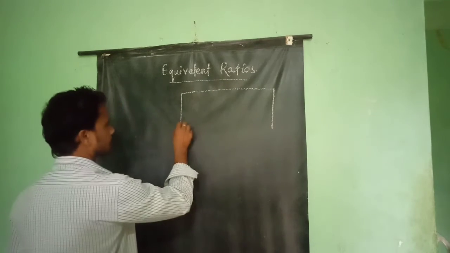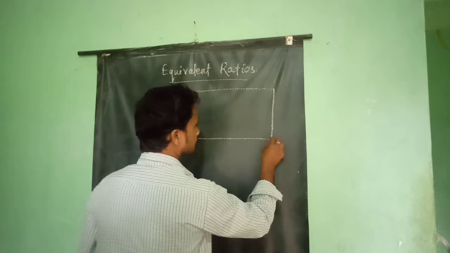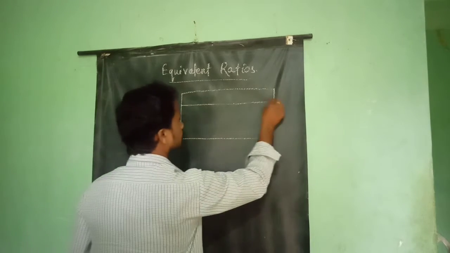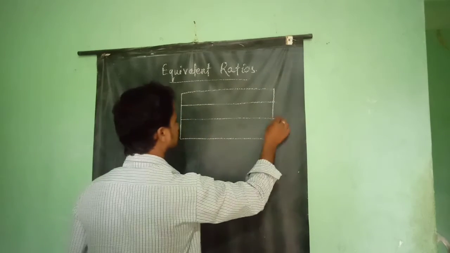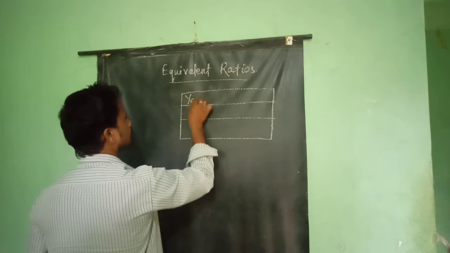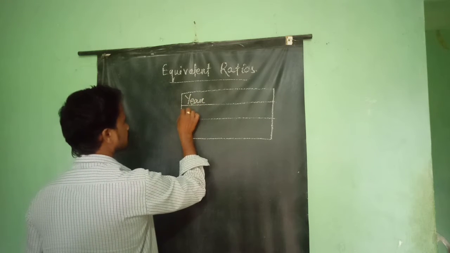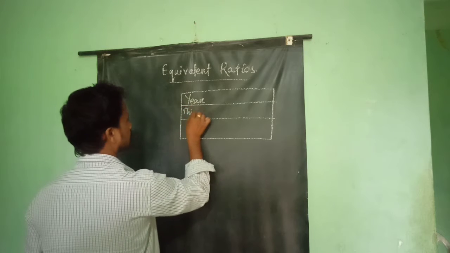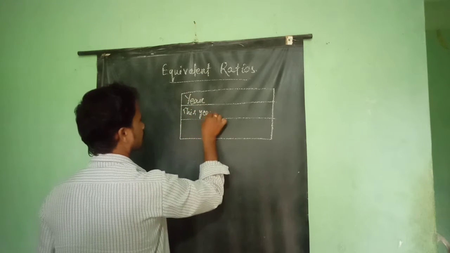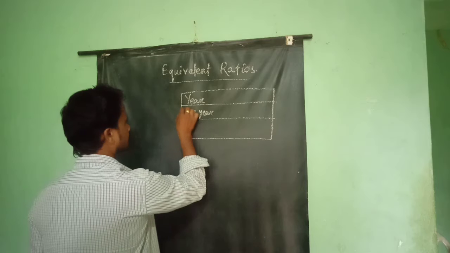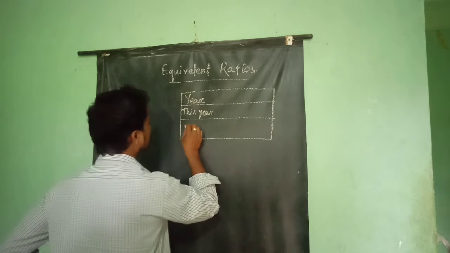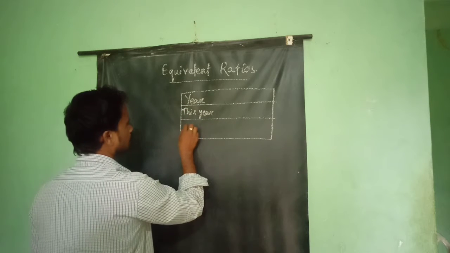This is the performance of a team during 2 years. This is this year, and another comparison is this is last year.